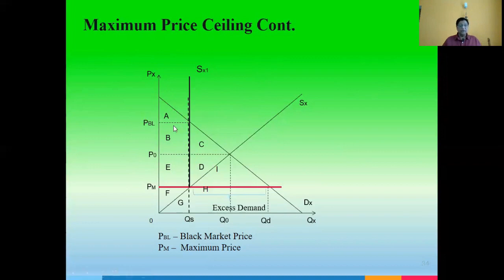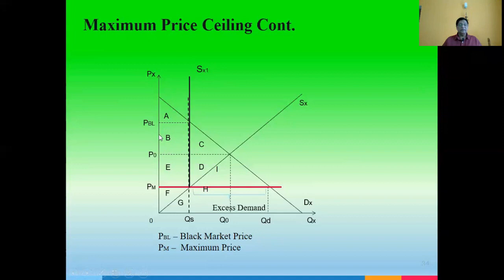Now you can see consumer surplus declines by the amount of B, C, but producer surplus increases by the amount of B but declines by the amount of D. Then positive and negative signs of increase and decrease of consumer surplus and producer surplus make the deadweight loss.